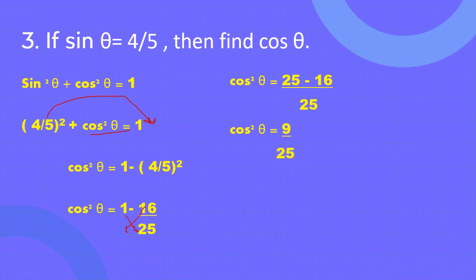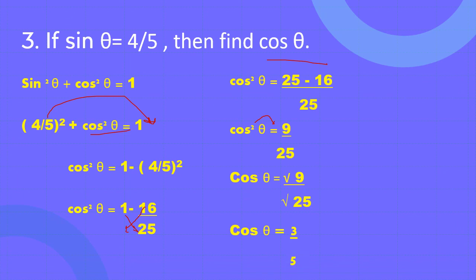But I'm not supposed to find out cos square, right? We have been told to find out cos theta. So we'll have to shift this square here. When the square goes to the other side, it will change to square root. So cos theta will be square root of 9 upon square root of 25, which will give, square root of 9 is 3 and square root of 25 is 5.